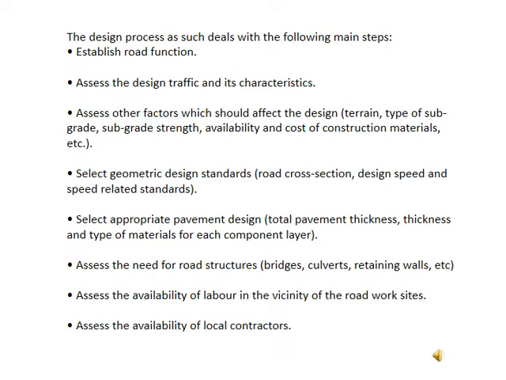In this case, road cross section and design speed related standards, and we also have to select the appropriate pavement design. This includes the pavement thickness and the type of materials for each component layer, and assessing the need for road structures, especially how many bridges, culverts and retaining walls will be required. We also have to design those road structures, assess the availability of labor and the road side, and the availability of local contractors. Those things are required to be considered to design the road.